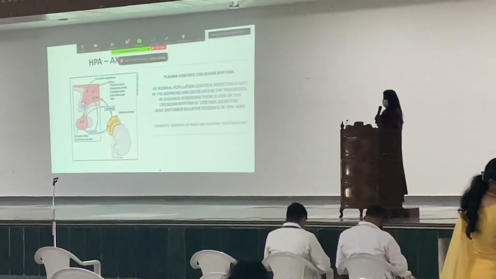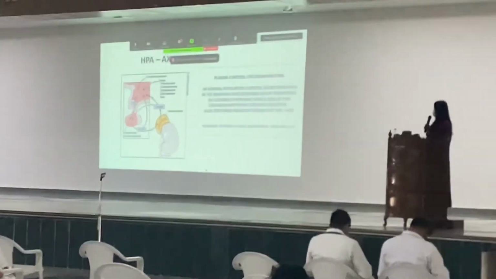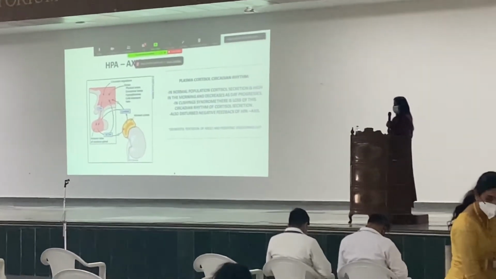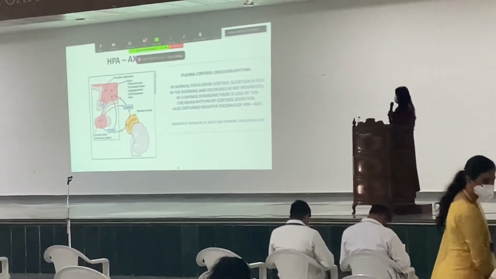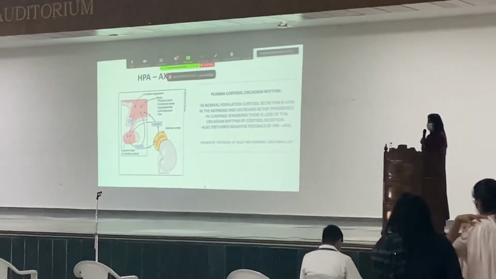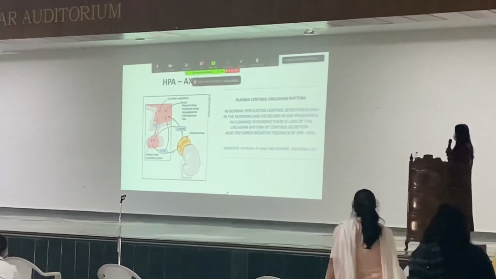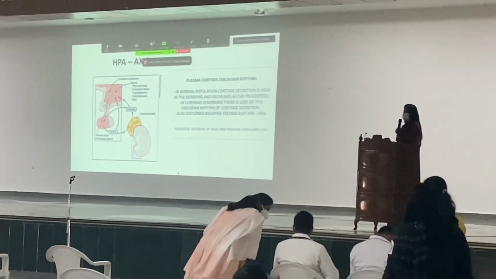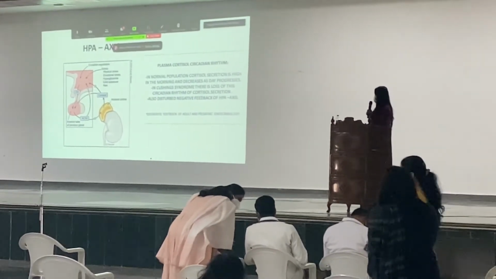So this is a picture demonstrating the hypothalamic pituitary axis. Cortisol is actually a stress hormone. In response to physical and emotional stress, hypoglycemia or pain, it stimulates our hypothalamus to secrete CRH, which in turn will stimulate the anterior lobe of the pituitary to secrete ACTH. That will act on the adrenal cortex to secrete cortisol.